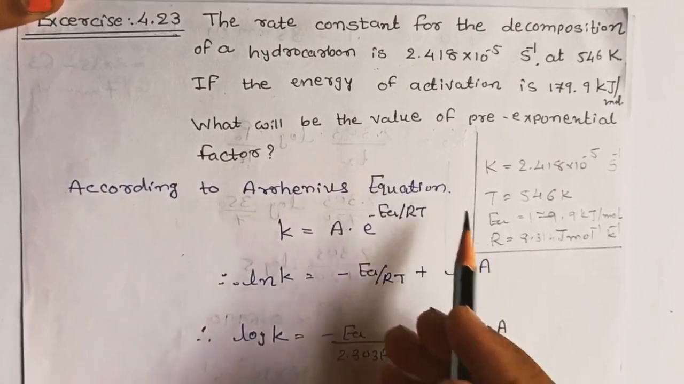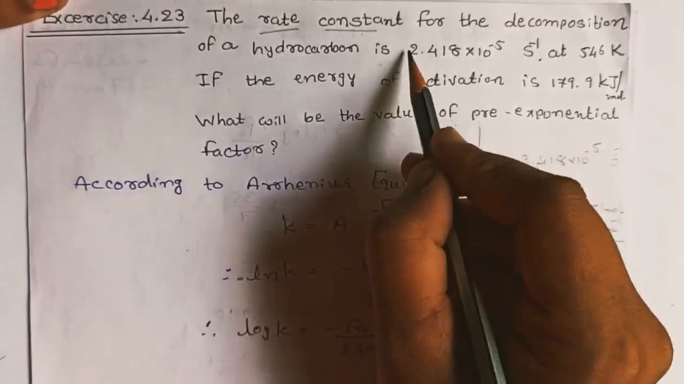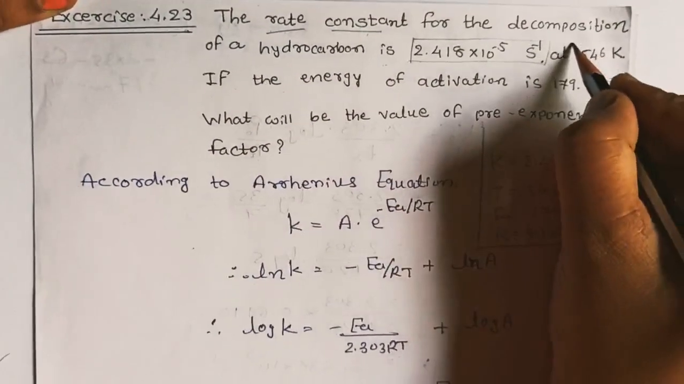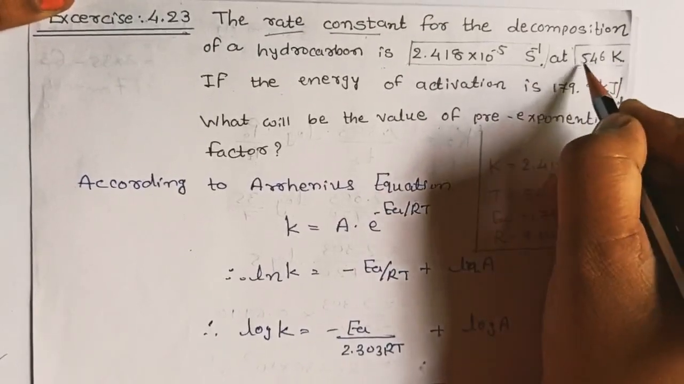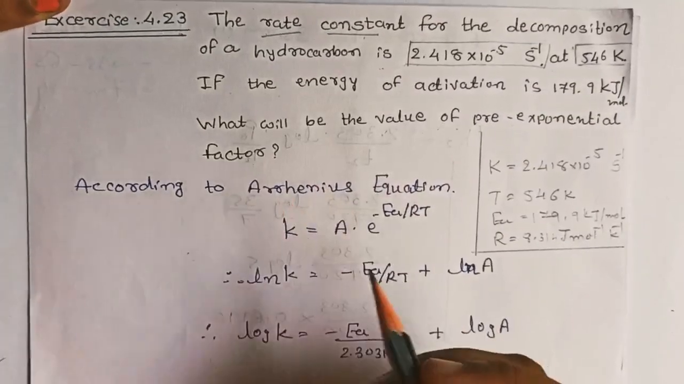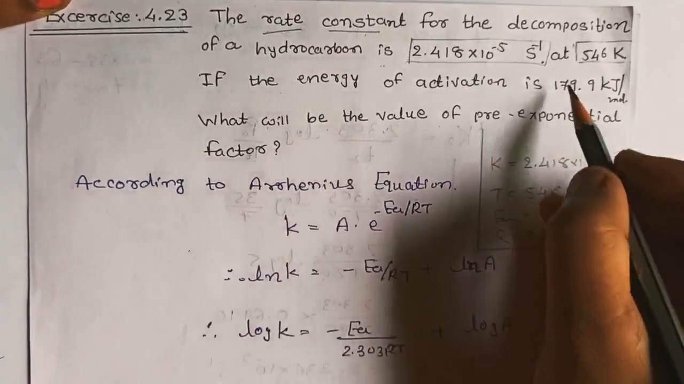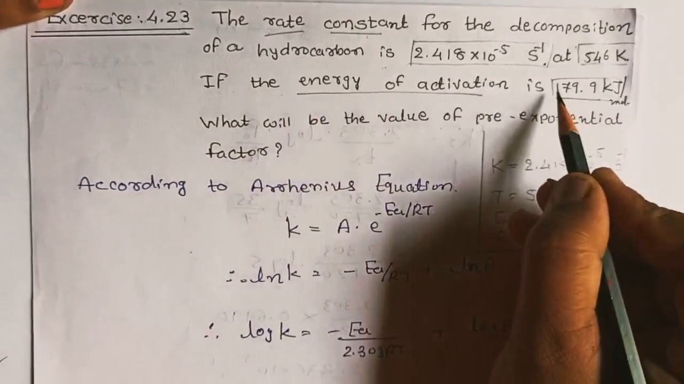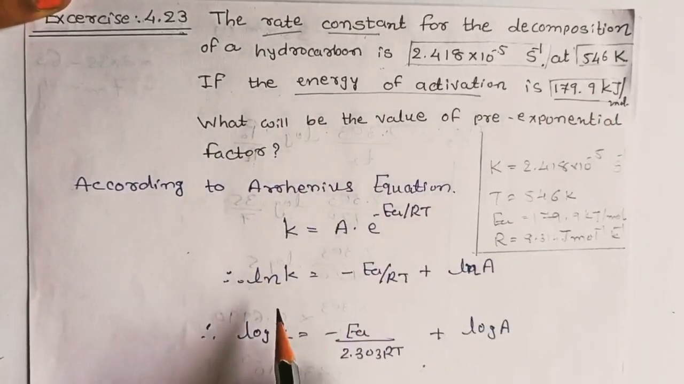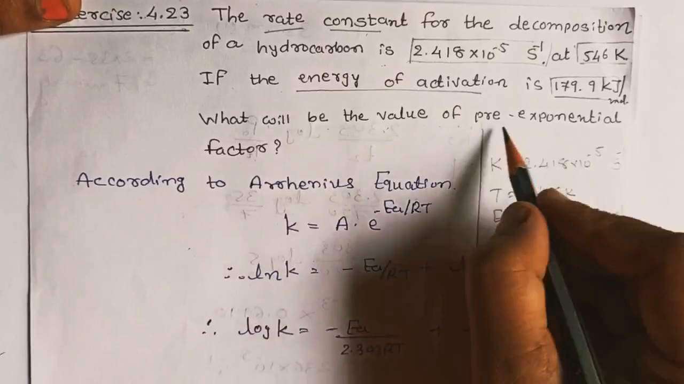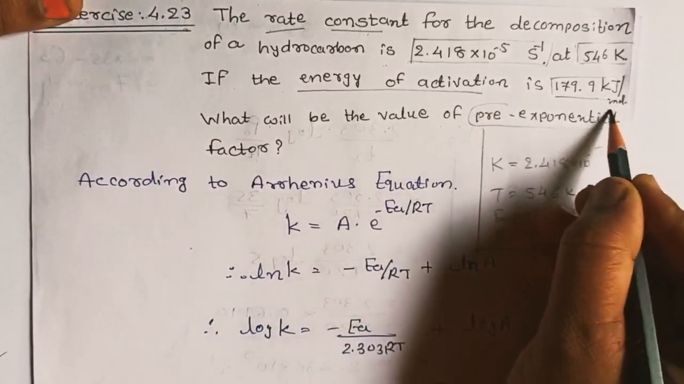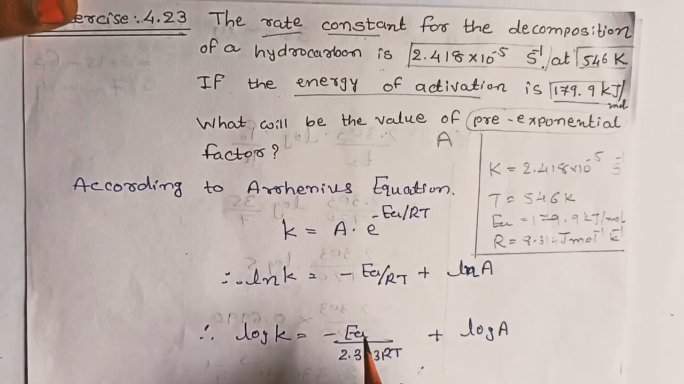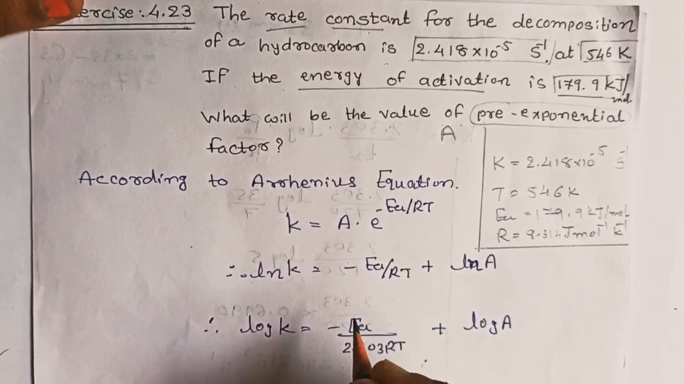What is given in this question? First of all, the rate constant for the reaction is given. Also the temperature is given: at 546 Kelvin this reaction is occurring, and at that temperature the activation energy is 179.9 kilojoule per mole. We have to find out the pre-exponential factor, which means we have to find out the A which is present in the Arrhenius equation, right?